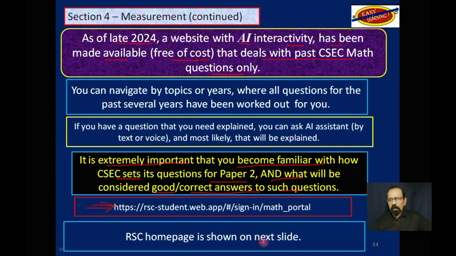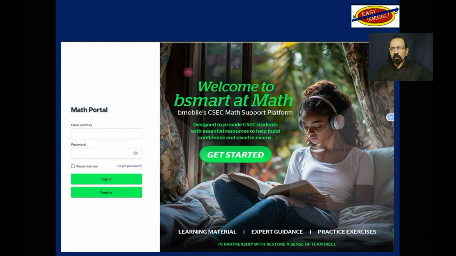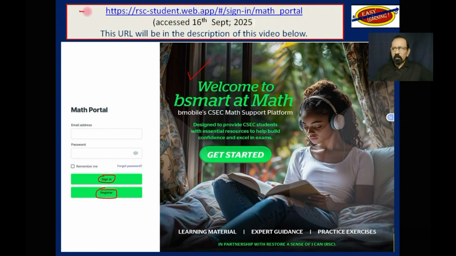And on the next slide, I will show you what the home page looks like for that website. This is the home page. You will have to register and subsequent to that sign in, but as I said, it is free. This is the URL of that website again.